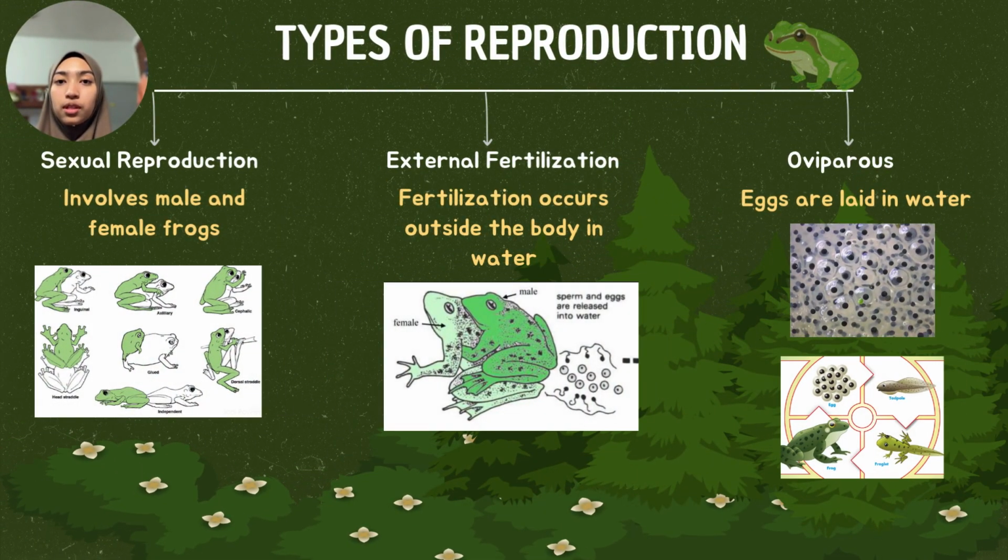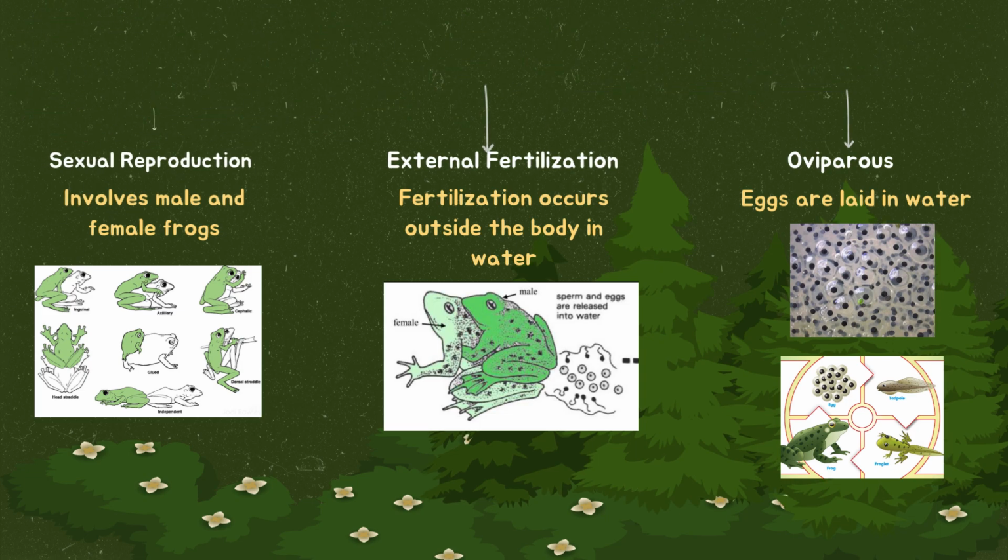Frogs reproduce through sexual reproduction, which means it involves a male and a female frog. During reproduction, the male frog holds the female in a position called amplexus. The female then lays eggs in water, and the male releases sperm over the eggs. This process is known as external fertilization because fertilization happens outside the body. After fertilization, the eggs develop and later hatch into tadpoles, which will eventually undergo metamorphosis to become adult frogs.